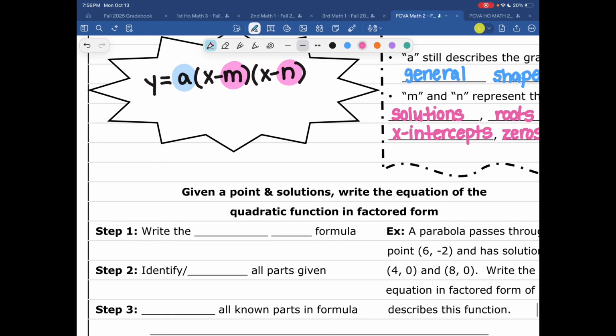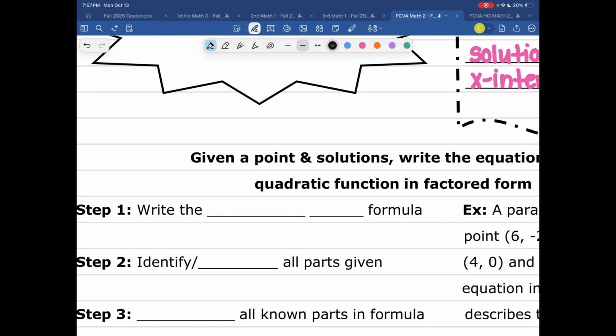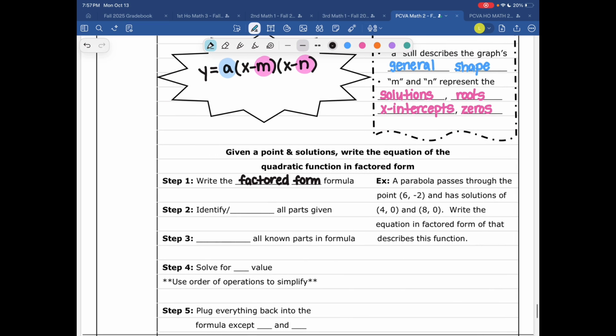So what we're going to be looking at is writing a quadratic in factored form if I give you a point and the solution. So a point on the quadratic and the x-intercepts basically. So how would we go about doing that? Well, the first thing you're going to do is write the factored form formula. Now, that factored form formula is a times x minus m times x minus n. Based off the information, you're going to substitute that information in.